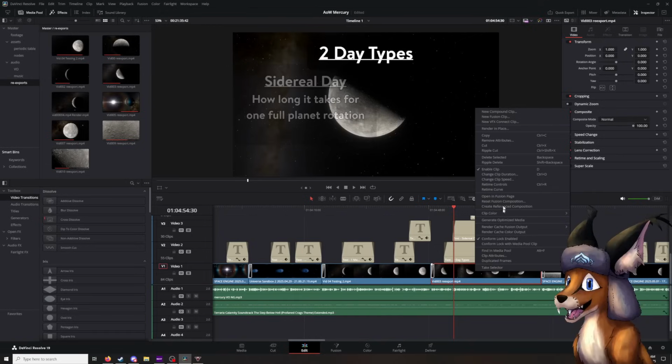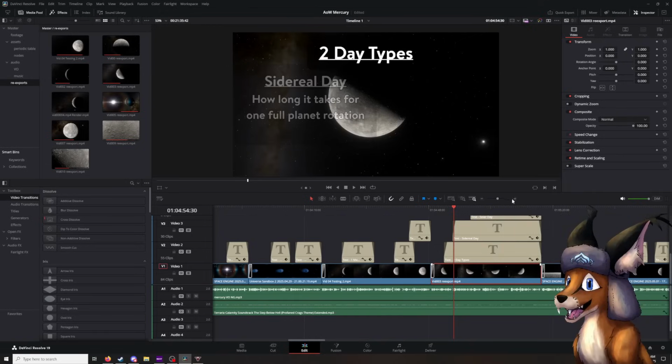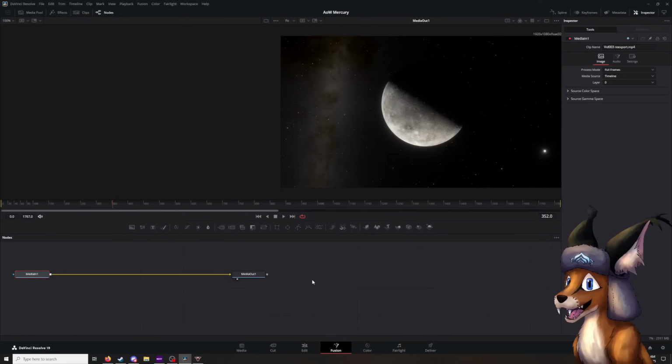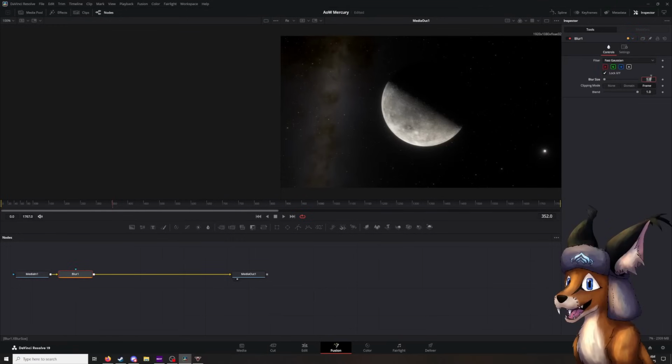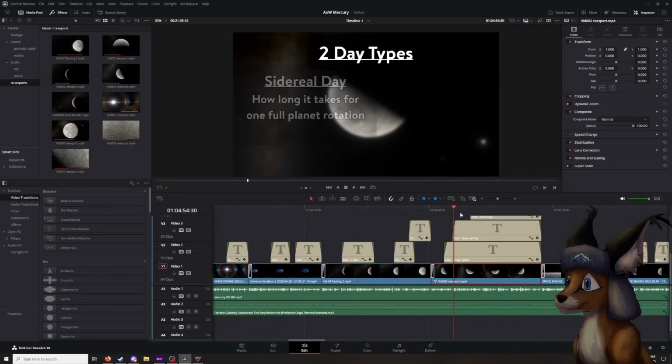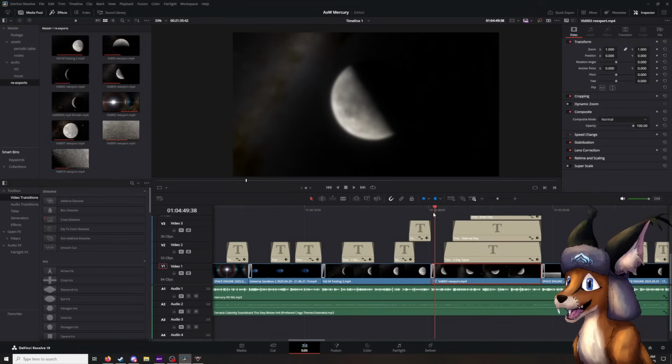Just to show, where is the Open Infusion page? Here it is. If I were to add a blur to this, it just looks really bad. Normally I set the blur to like 8 to 10. Do you see what I mean? All of the stars, because this footage is so detailed, just disappear, and I didn't think it looked good.